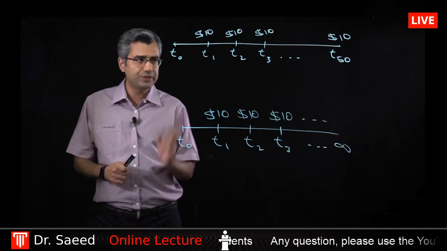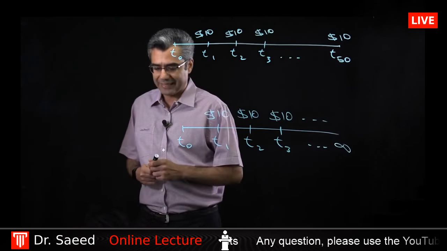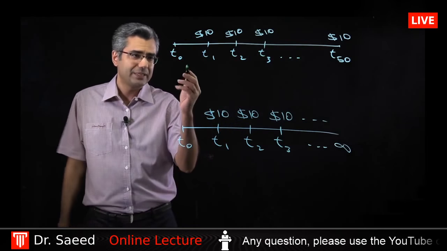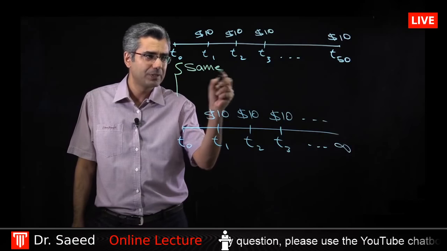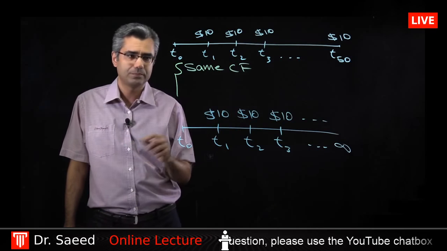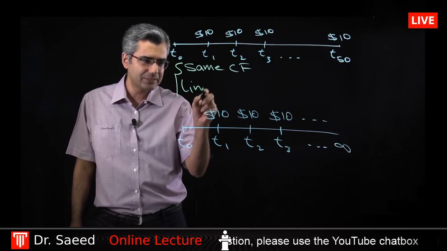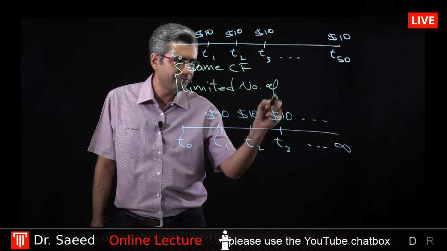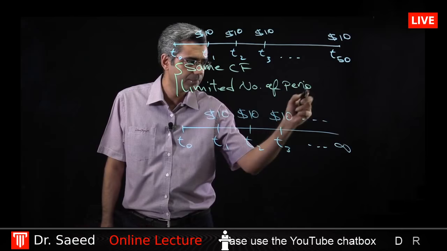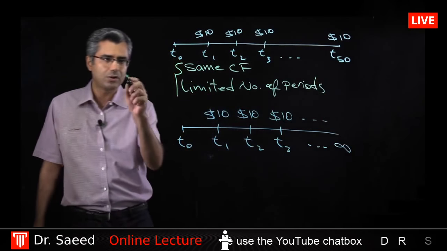So there are two cases. Case number one is when you have the same cash flow for a limited number of periods. This is called annuity.